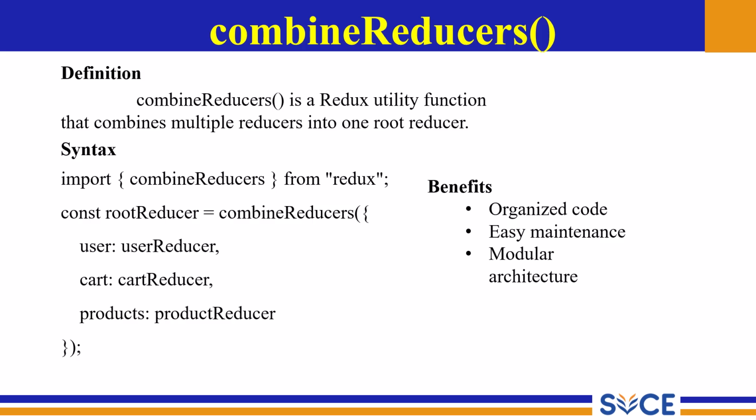Combine reducers. Now the question is, if we have multiple reducers, how does Redux use them? The answer is combine reducers. Let's look into the syntax. Import combine reducers from Redux. Notice something interesting. The keys user, cart, products become separate sections inside the Redux store. The final state looks like user, cart, products. This is called the root reducer.